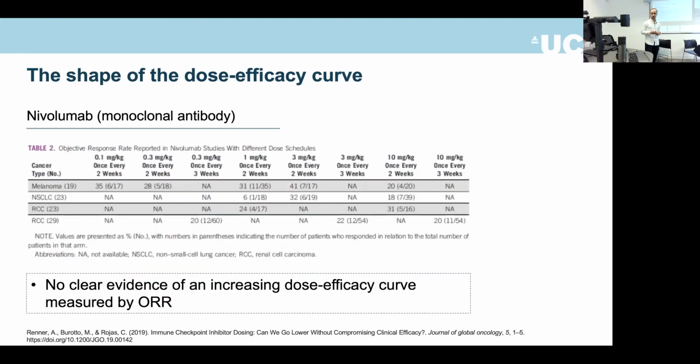Here is the same with nivolumab. Nivolumab is another monoclonal antibody, has been given in melanoma, so skin cancer, lung cancer, also in RCC, which is renal cell cancer. And as you can see also in the table, there is no evidence whatsoever of an increasing dose efficacy curve.